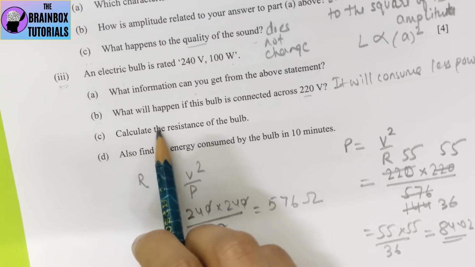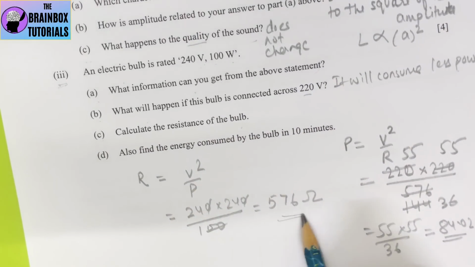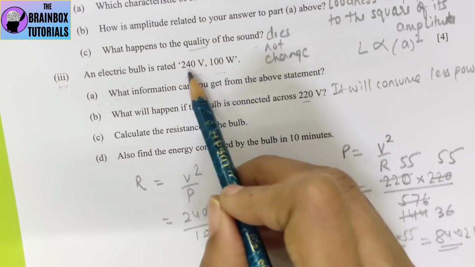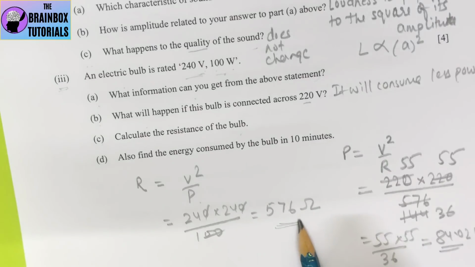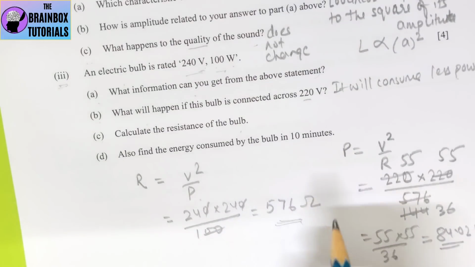Number C is calculate the resistance of the bulb. So here we have already calculated the resistance. Resistance is equal to V square by P, 240 into 240 by 100, and we will get the answer. Number D. Also find the energy consumed by the bulb in 10 minutes.